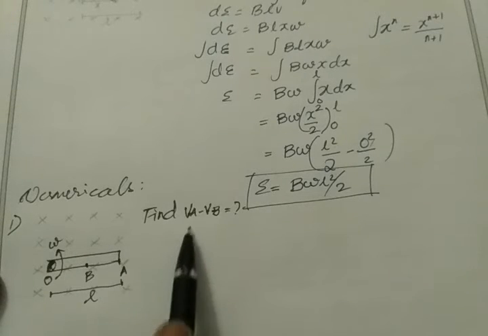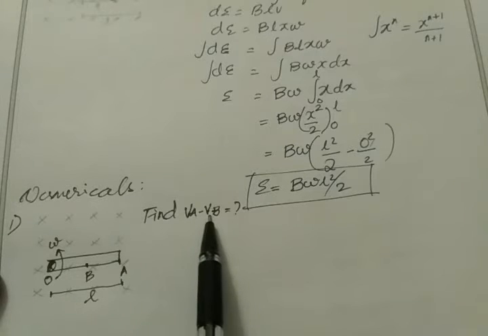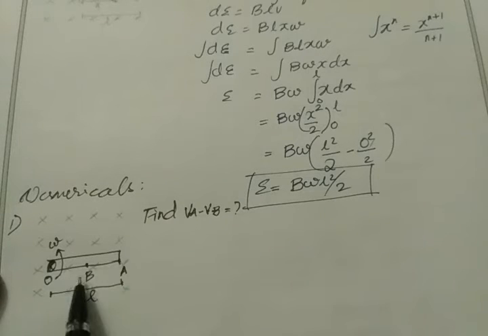So the question is, we have to find VA minus VB. As I said already, it has potential. So one is the positive terminal, another one is the negative terminal. So we are able to find VA minus VB, or we can find VO minus VB or VO minus VA, whatever. So we have to find these two values.